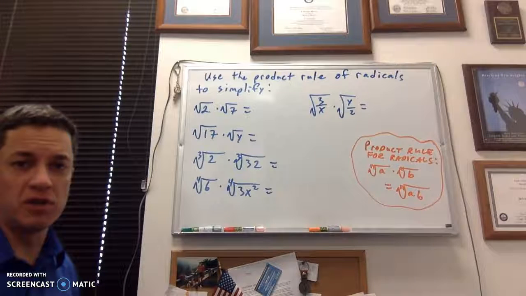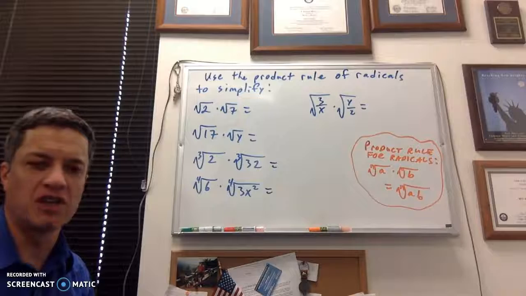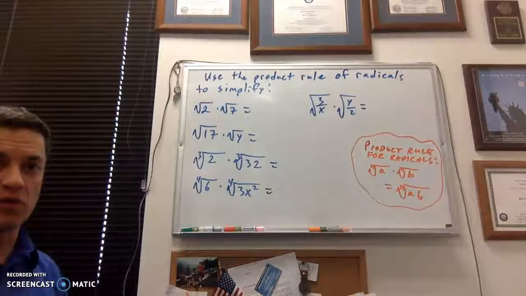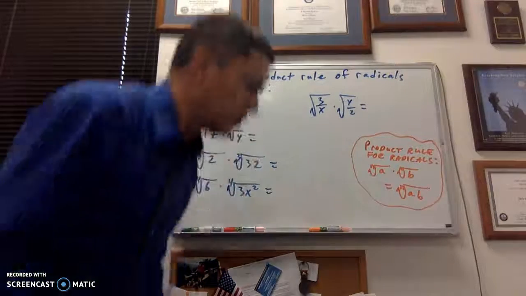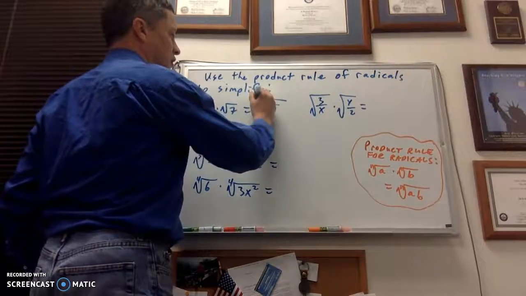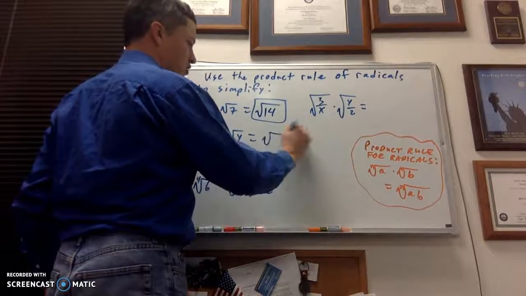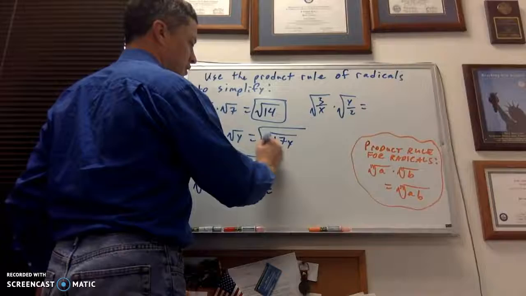So let's take a look at a few of these. Feel free to work ahead and hit pause if you think you know how to do this and then check your answer when I'm done. But I'm going to go ahead and work these now. So the square root of 2 times the square root of 7, square root of 14, boom, done. The square root of 17 times the square root of y, the square root of 17y, boom, done.